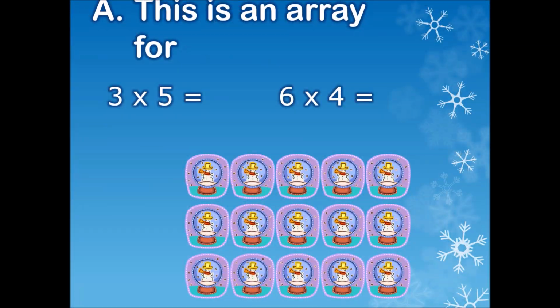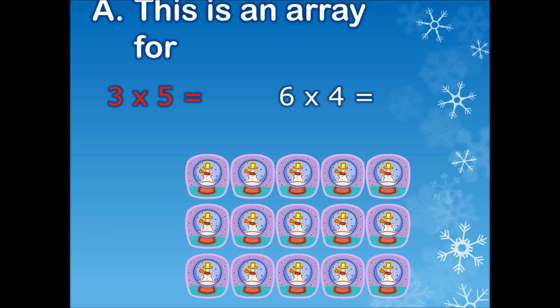Is this an array for 3 times 5 or 6 times 4? Let's count. How many rows do we have? We have 1, 2, 3 rows. How many columns do we have? 1, 2, 3, 4, 5. So our answer should be 3 times 5.